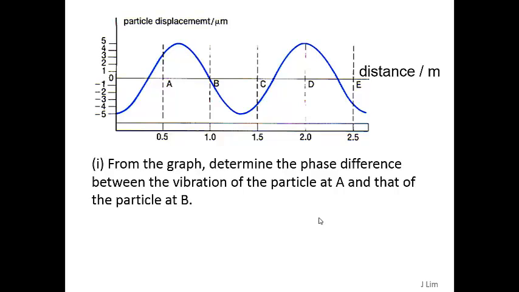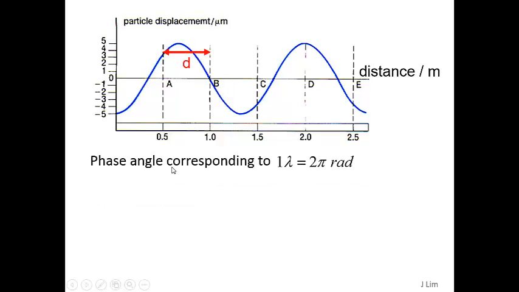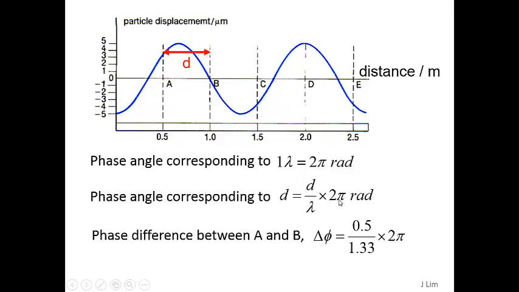Determine the phase difference between the vibration of the particle at A and that of the particle at B. The phase angle corresponding to one wavelength is 2 pi radians. So the phase angle corresponding to a distance of d will be d over lambda times 2 pi. Therefore, the phase difference between A and B will be d, which is 0.5, divided by wavelength 1.33, multiplied by 2 pi. That gives us 2.36 radians.